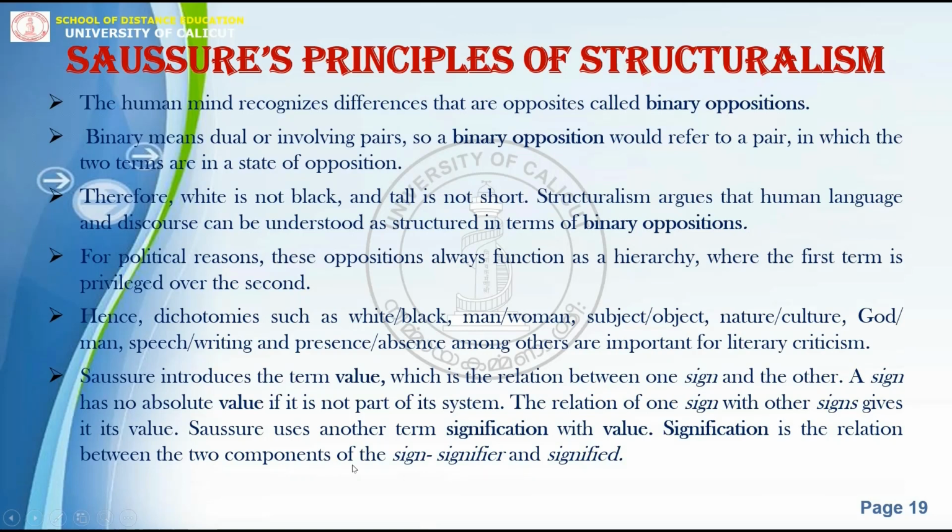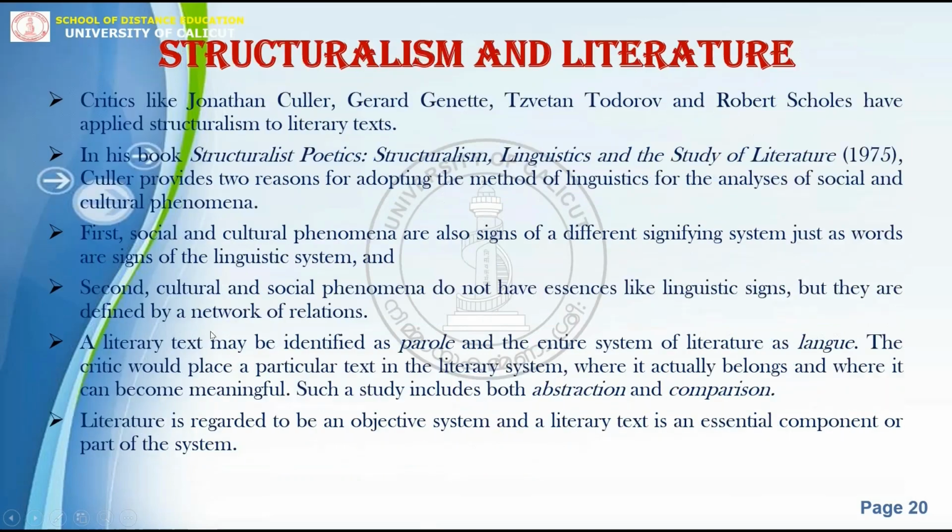Signification is the relation between the two components of the sign, that is signifier and signified. So the relation between signifier and signified is known as signification. Value means the relation between one sign and the other. Okay, so this is all about Saussure's principle of structuralism.